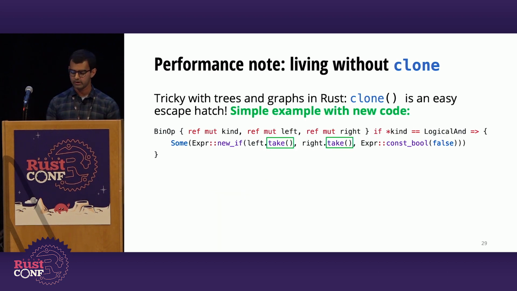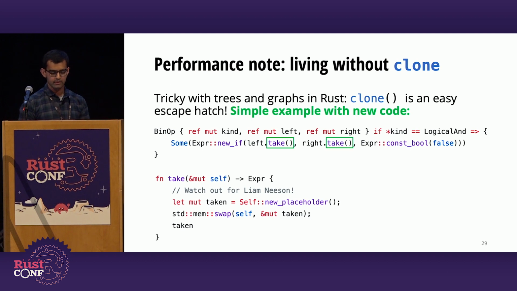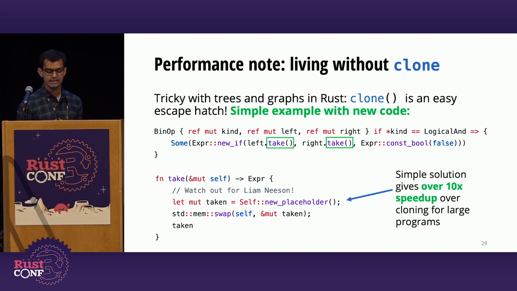We have this take call now. And basically, all it does is you create a placeholder expression, and then you use this mem swap to swap it out, and you return the old thing. So you can basically drop in take in most places where you use clone, and as long as you're replacing that old expression that you're substituting, this is basically like a pointer swap. And this obviously gives us some pretty substantial performance benefits.